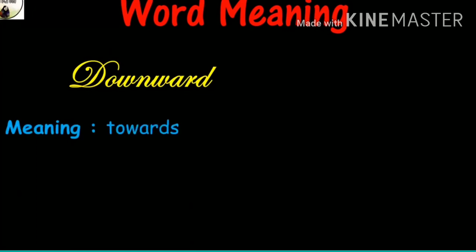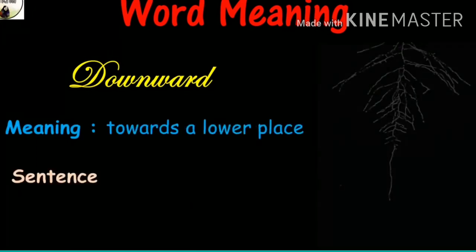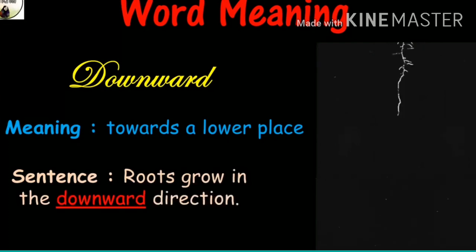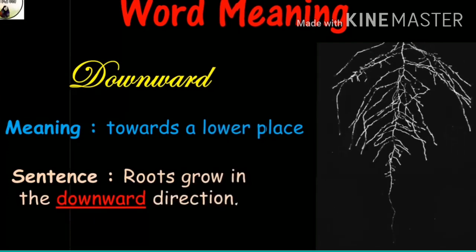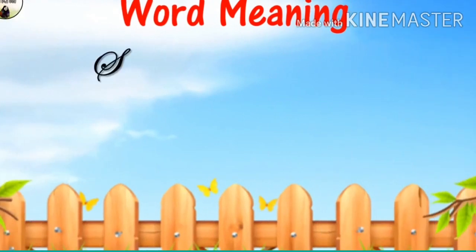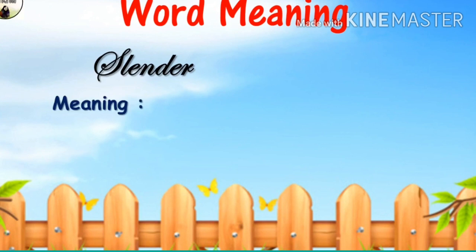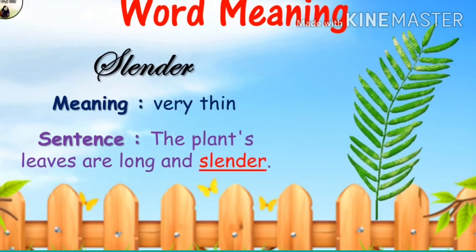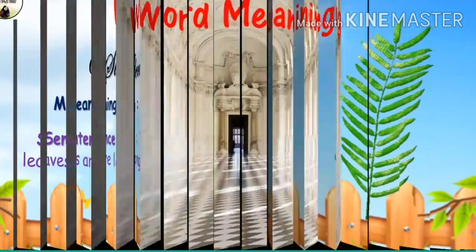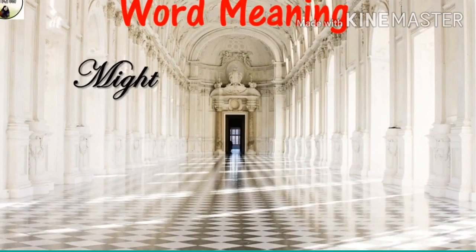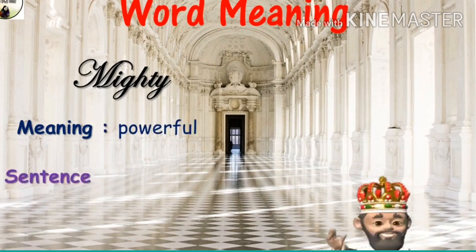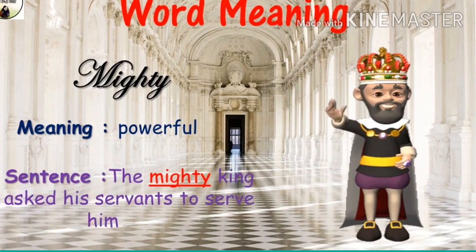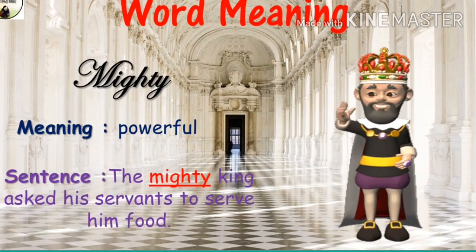Next word is downward, meaning towards a lower place. Sentence: roots grow in the downward direction. Next word is slender, meaning very thin. Sentence: the plant's leaves are long and slender. Next word is mighty, meaning powerful. Sentence: the mighty king asked his servants to serve him food.